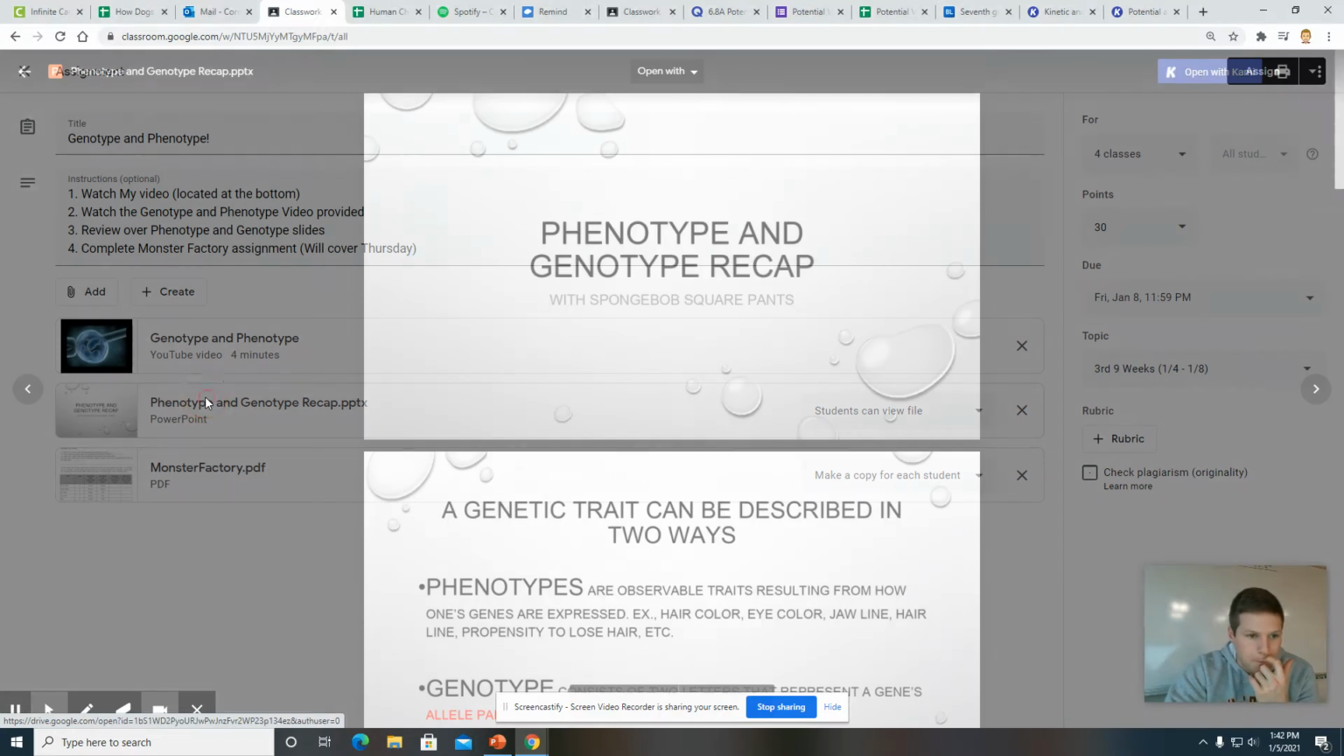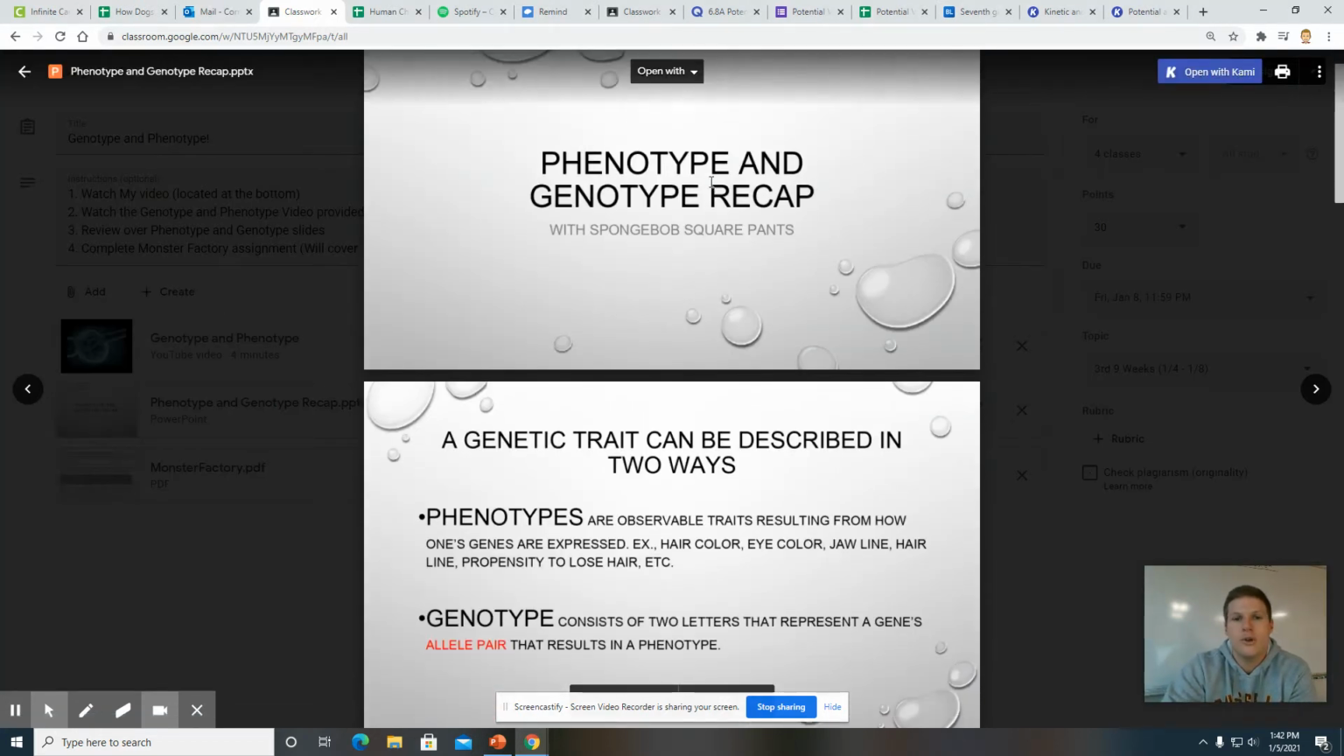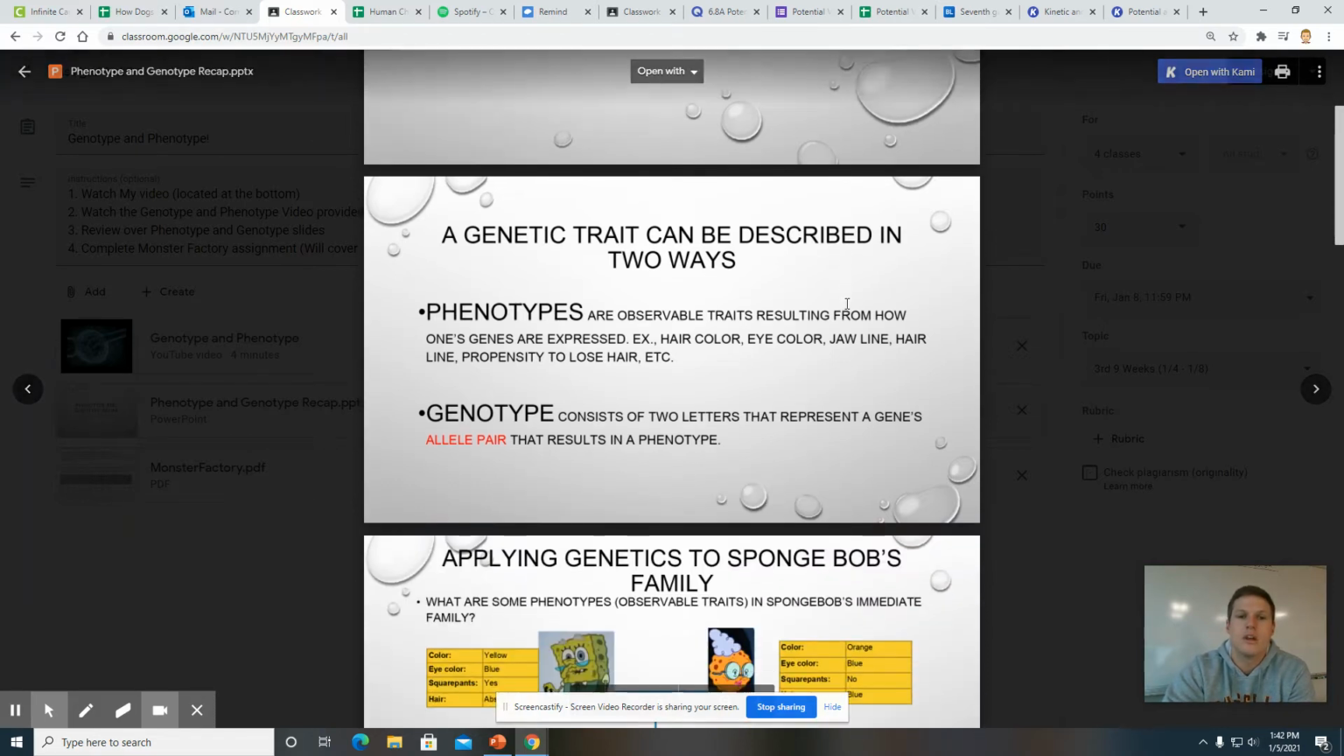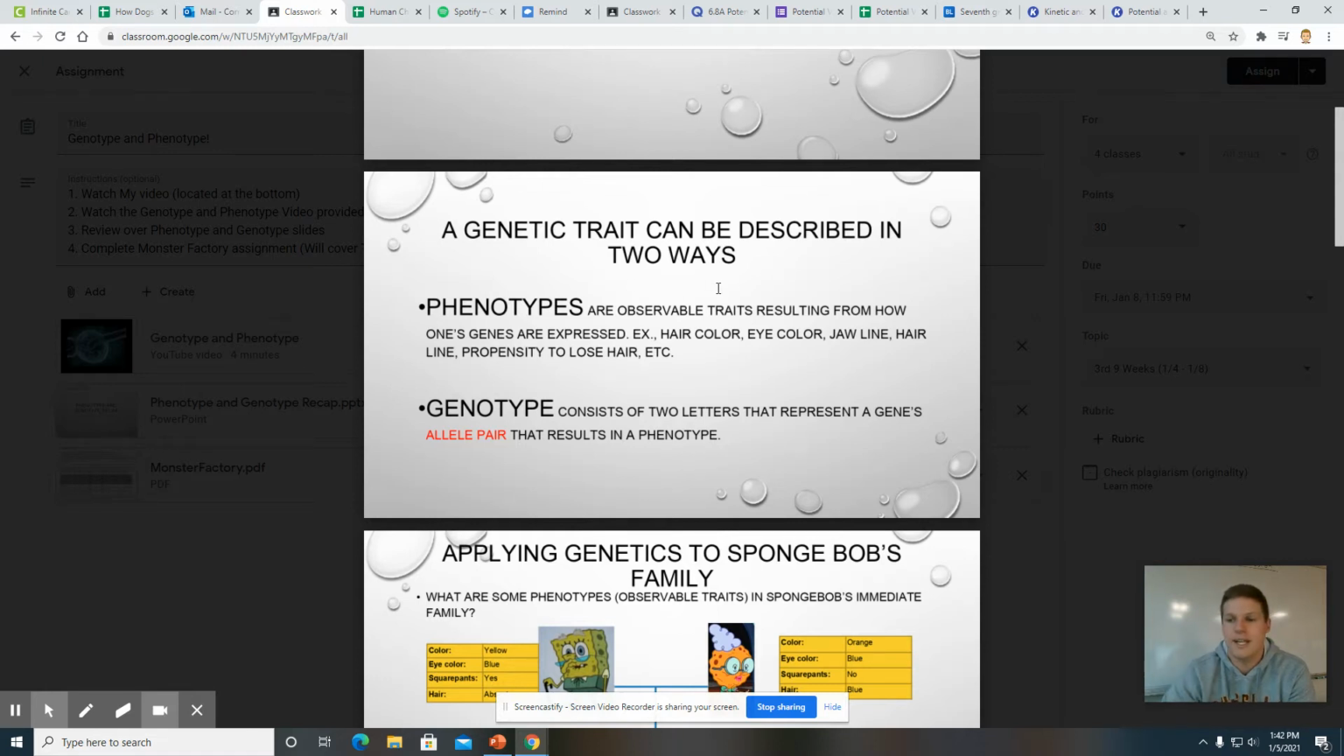Okay, so let's look at the phenotype and genotype. I suggest you just open it like this. So, phenotype and genotype with SpongeBob. A genetic trait can be described in 2 ways: as a phenotype or as a genotype. A phenotype is an observable trait resulting from how your genes are expressed. It's telling you what you actually see. You see hair color, eye color, the jawline, hairline, propensity to lose hair, etc. You see that you have blonde hair, blue eyes, a strong jaw, a cleft chin, things like that.